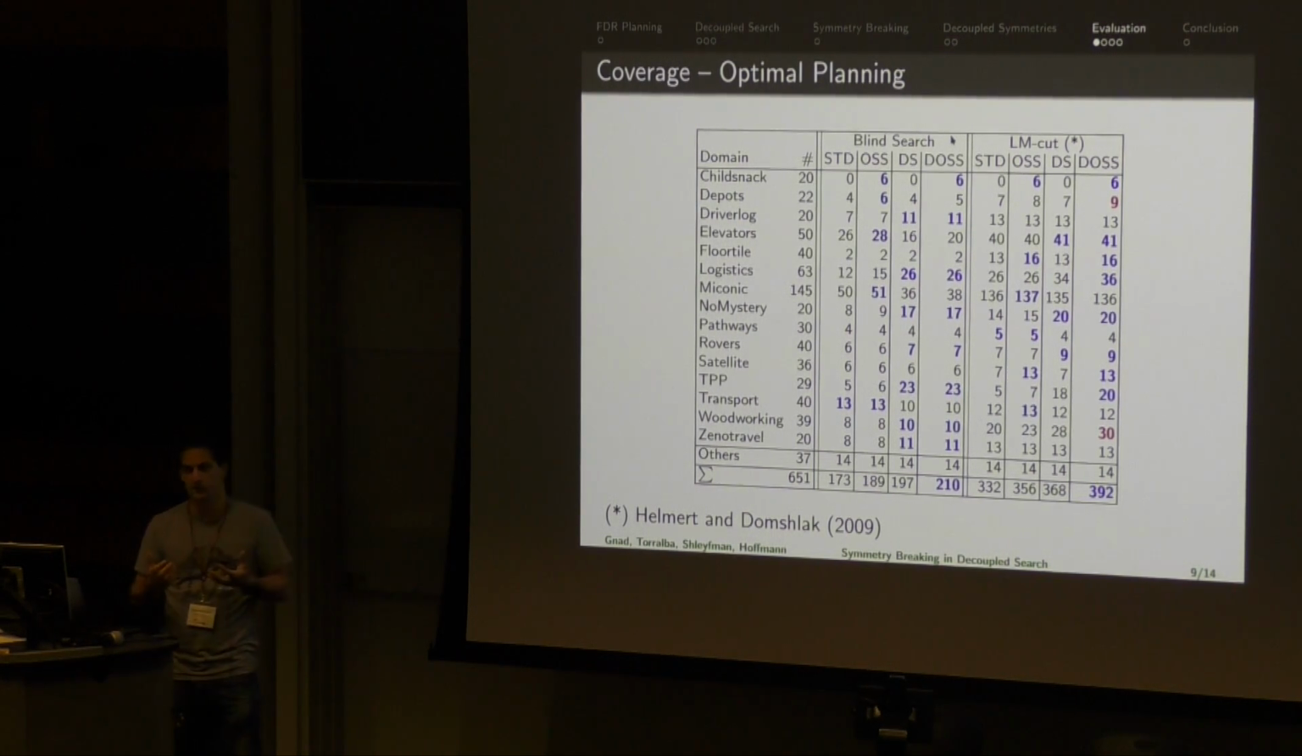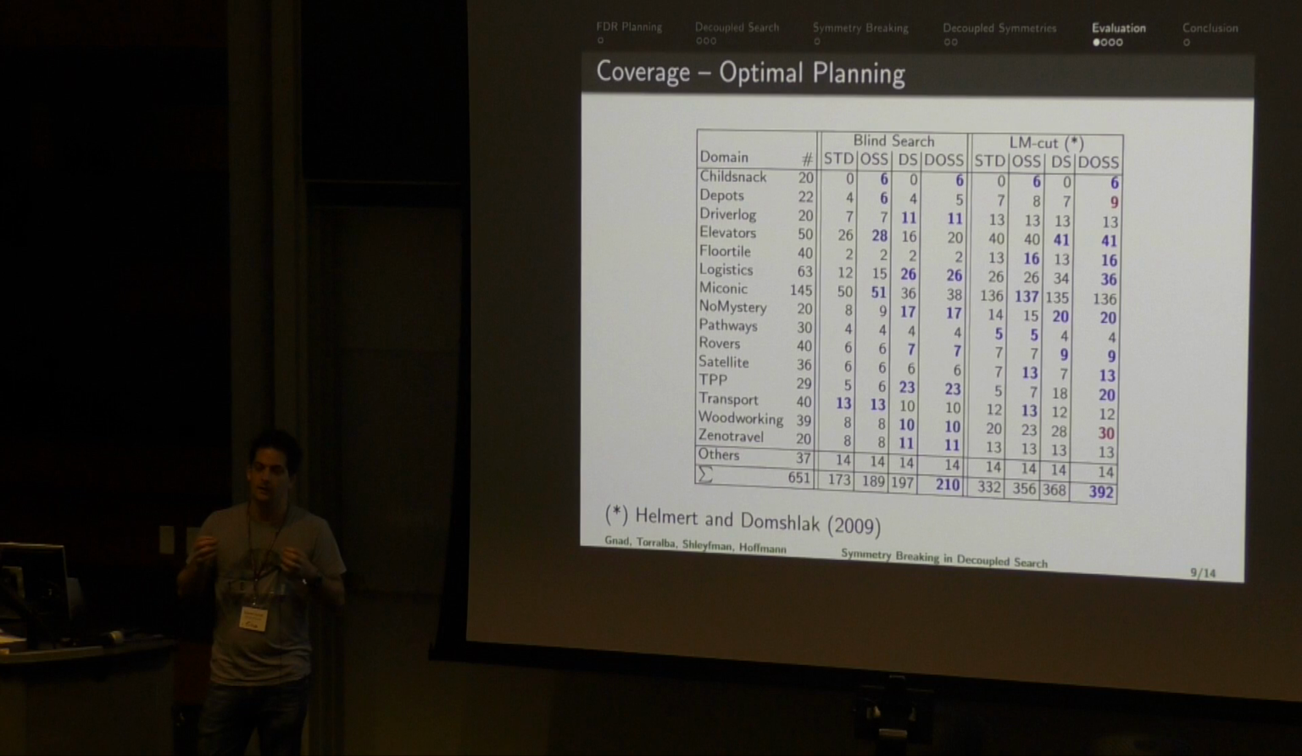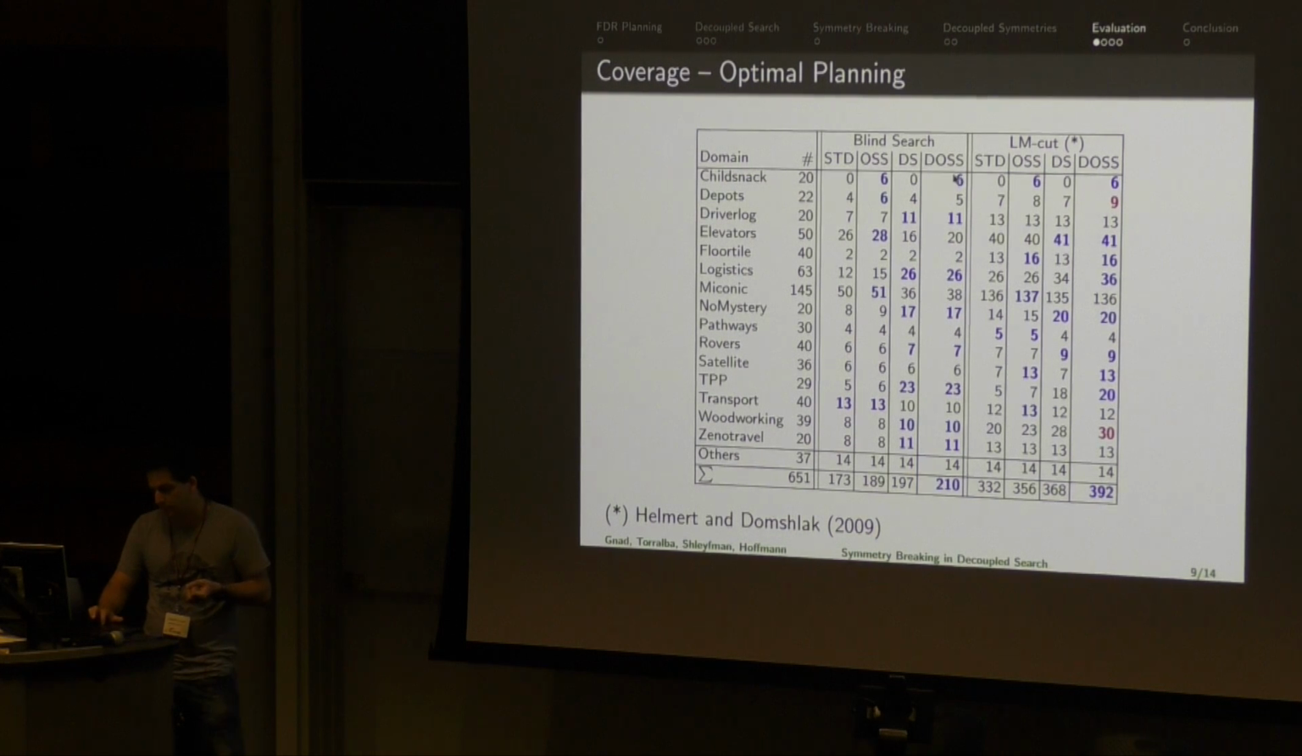And what you see is basically in most of the cases, our new method, our new combination, inherits the strength of its components. Like here, orbit search is good in child snack, decoupled search is not. We gain the maximum, we have the maximum of the two basically.